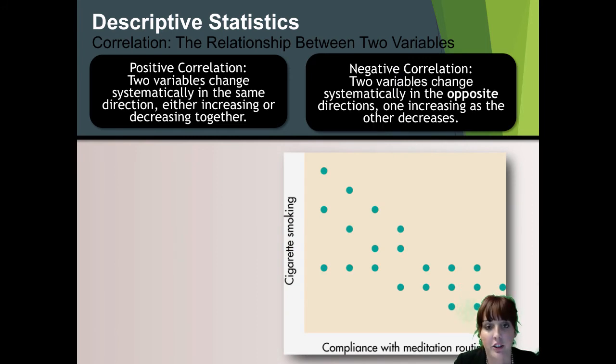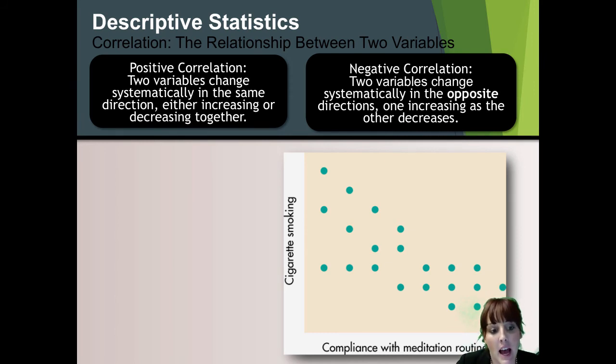On the other hand, there's negative correlation, and this is when two variables systematically change in opposite directions. So this can be very confusing. Oftentimes, people will confuse positive and negative correlation, thinking that with positive, they both increase, and with negative, they both decrease. But that is not the case. Once again, positive, they increase together and they decrease together. Negative, they do the opposite of one another.